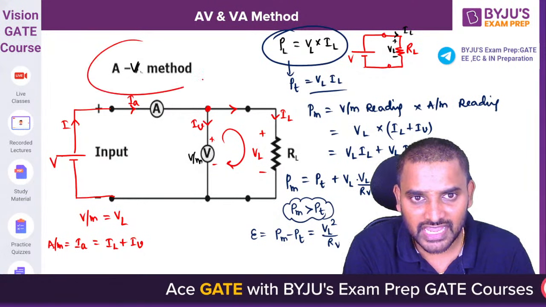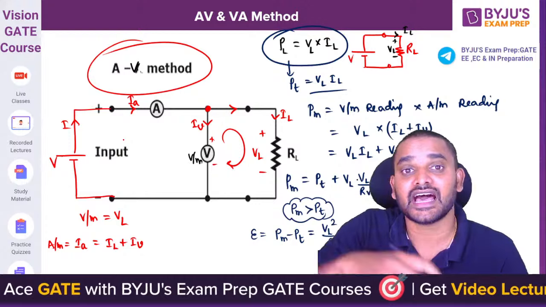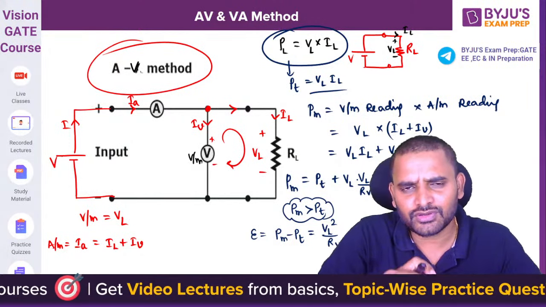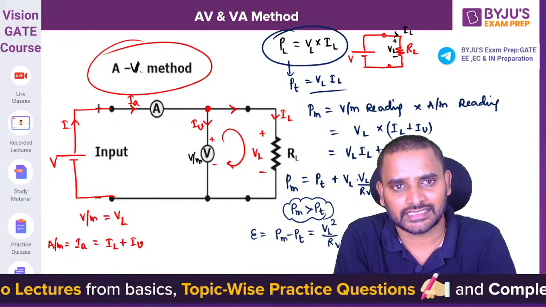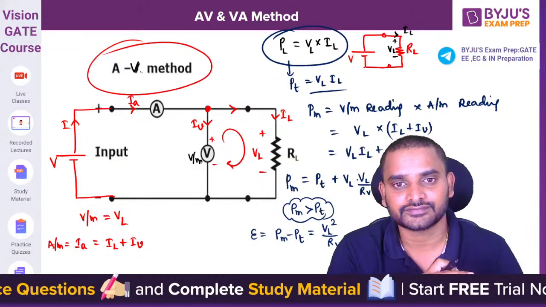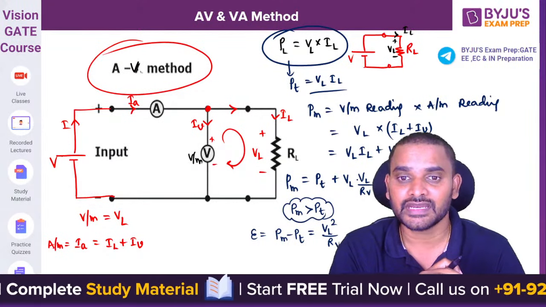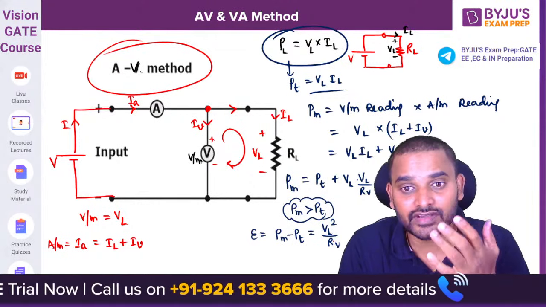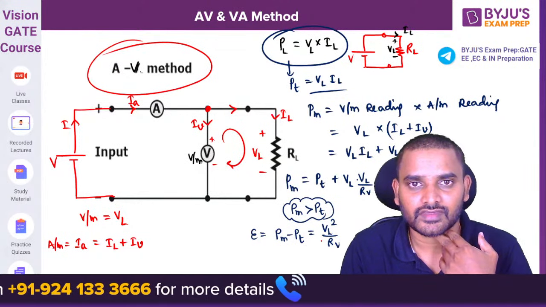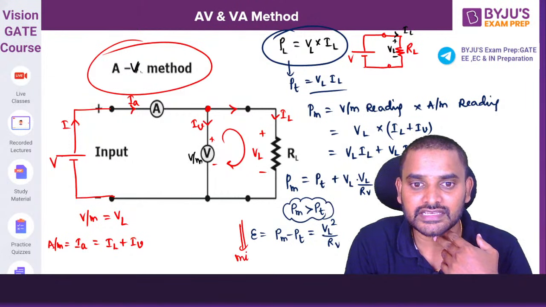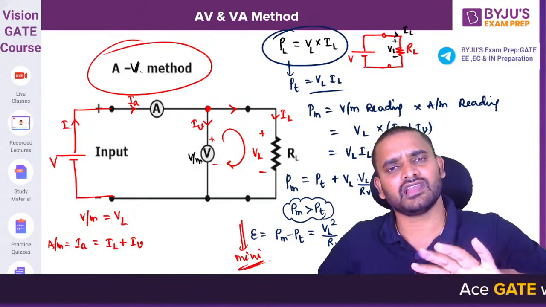If you want to use the ammeter-voltmeter method to measure a high resistive load or a low resistive load, if you want to measure any resistance, this method has to give minimum error, minimum deviation. So how much deviation is it giving? It is giving VL square by RV deviation. So this error has to be minimum always. Let it be any method, error should always be minimum.